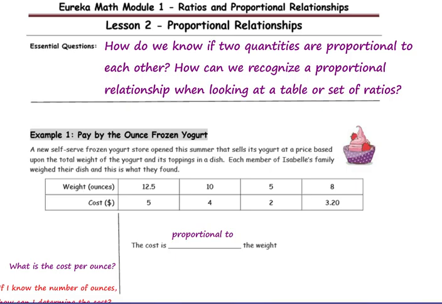Example 1. Pay by the ounce frozen yogurt. A new self-serve frozen yogurt store opened this summer that sells its yogurt at a price based upon the total weight of the yogurt and its toppings in a dish. Each member of Isabella's family weighed their dish, and this is what they found. 12.5 ounces cost $5. A 10-ounce cup of frozen yogurt cost $4. A 5-ounce bowl of frozen yogurt cost $2, and an 8-ounce bowl of frozen yogurt cost $3.20. The cost is proportional to the weight.